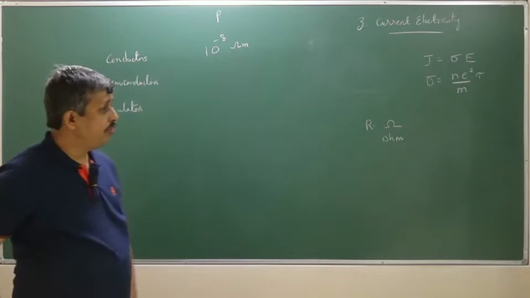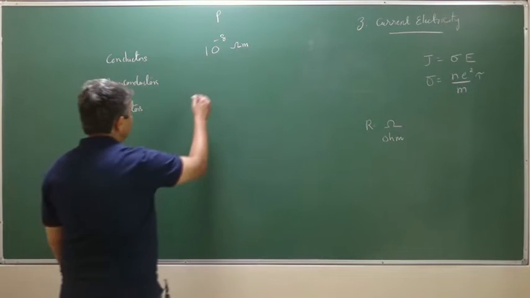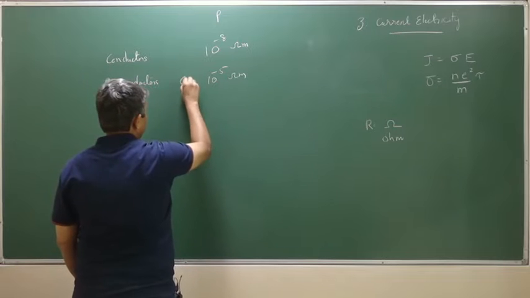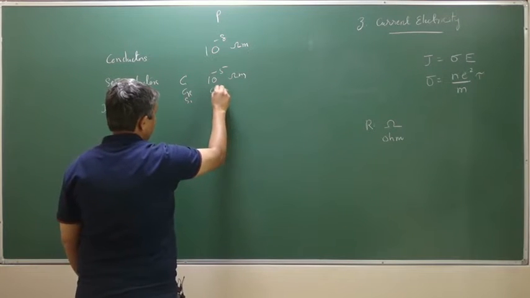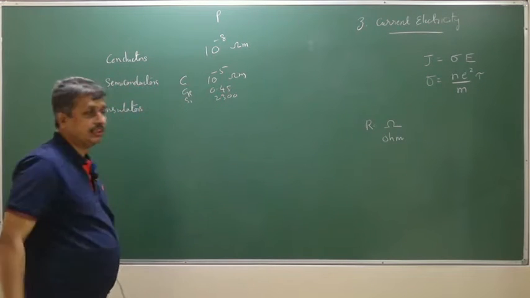Now when you go into semiconductors, there is a slight variation. Carbon, for example, is in the range of 10 to the power of minus 5, whereas germanium and silicon are in a very different range. This is some 0.45, this is some 2300, some very arbitrary ranges.